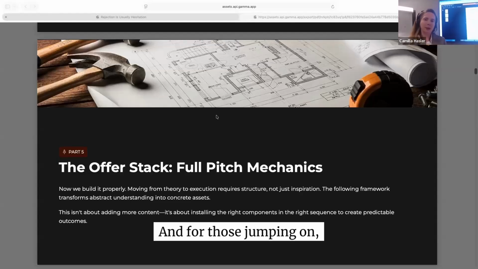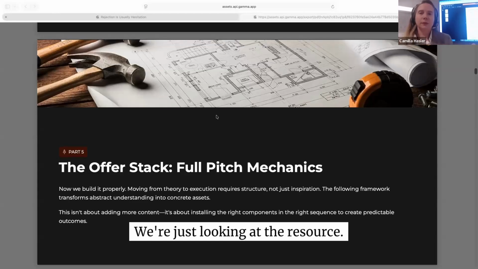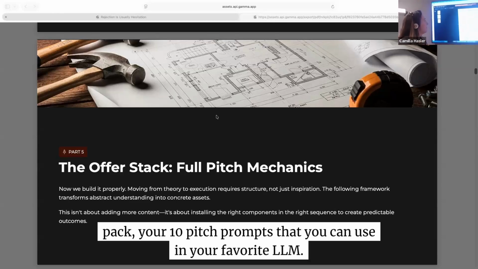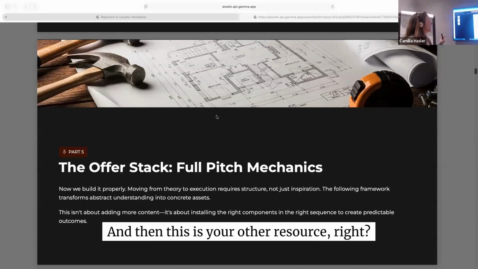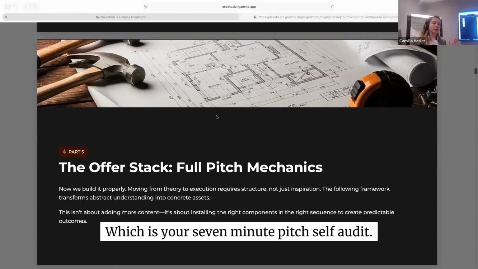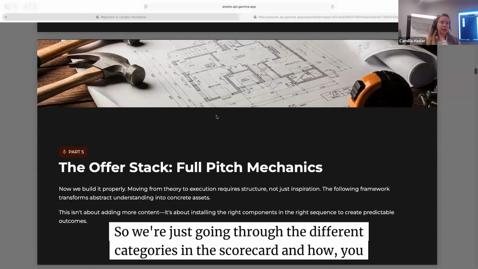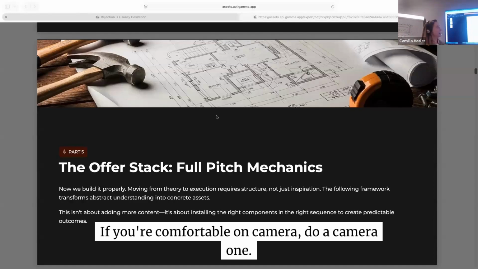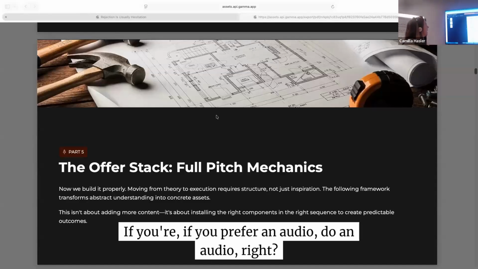And for those jumping on, we're just looking at the resource. So for those joining live in the chat, you get your 10 pitch prompts pack, your 10 pitch prompts that you can use in your favorite LLM. And then this is your other resource, which is your 7-minute pitch self audit. So we're just going through the different categories in the scorecard. You record your pitch for between 2 and 5 minutes. If you're comfortable on camera, do a camera one. If you prefer audio, do an audio, right?